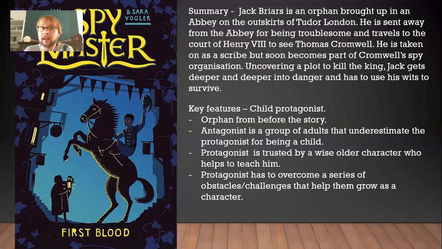The protagonist, though, in The Spy Master is trusted by a wise older character who helps to teach him. We don't have that in the Jaguar Trials. There isn't a wiser older person trying to help in the Jaguar Trials, or at least not for very long, because the person who might have been that turns out to be the antagonist. And then finally, the protagonist has to overcome that series of obstacles and challenges again that helps them grow as a character. We see that in the Jaguar Trials, this overcoming of lots of challenges and obstacles in their way.